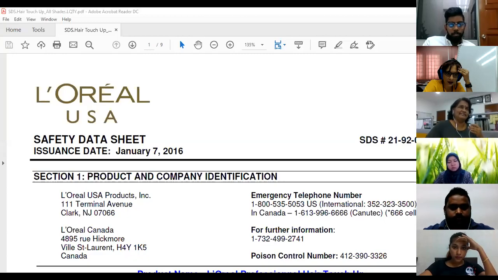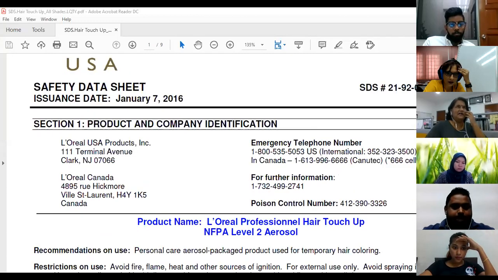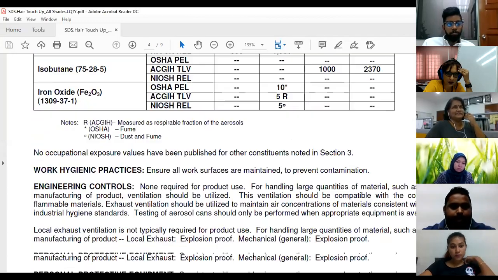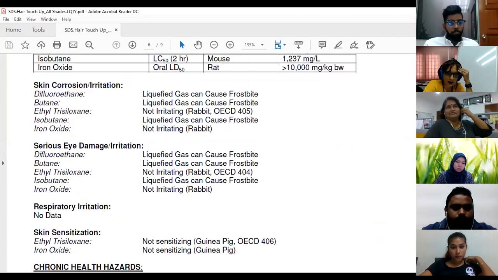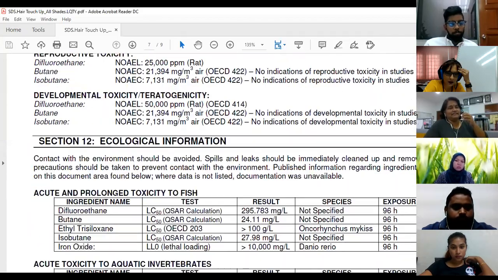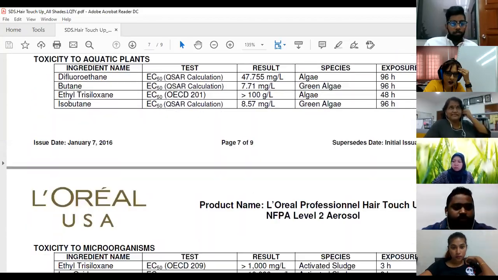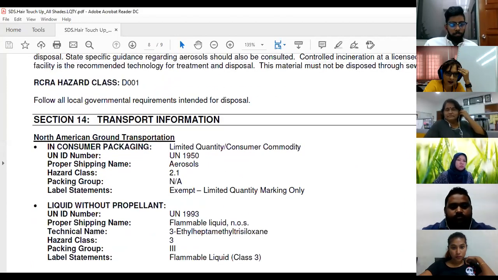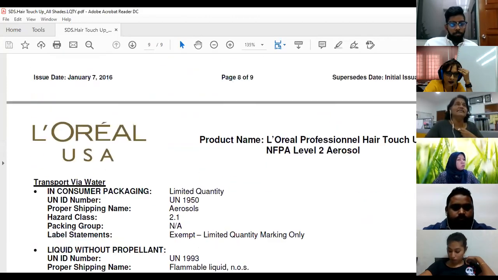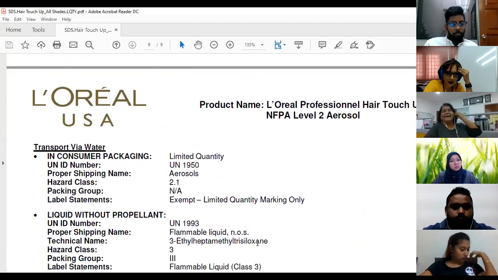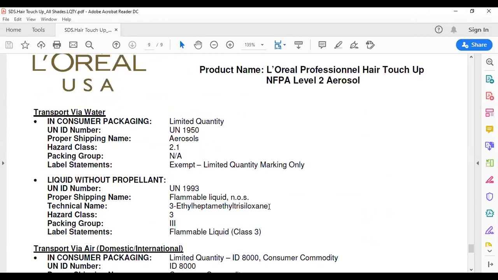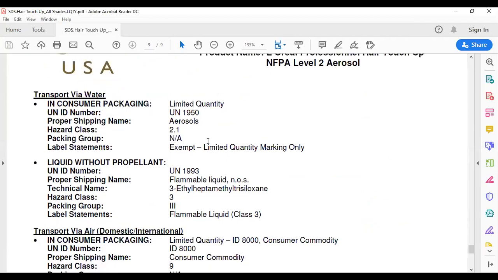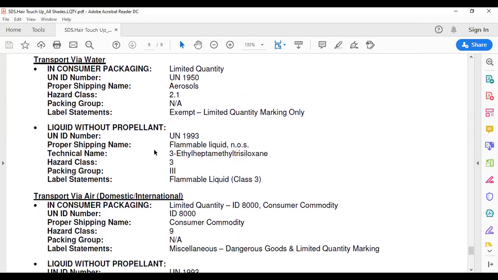Yes. Okay, so this is L'Oreal and I will go all the way down to section 14. So tomorrow, if you want to bring your SDS for class, please bring it. In fact, it's good for us to explore. You can attach it in the chat and I can download it and look at it. So now we're in section 14 and take a look at this substance. Don't look at the top, the consumer packaging. We will look at this later when I come to limited quantity. But look at this, this is your industrial packaging.